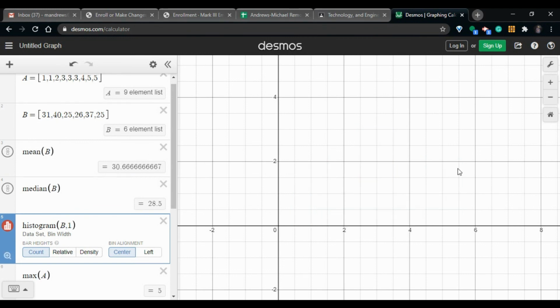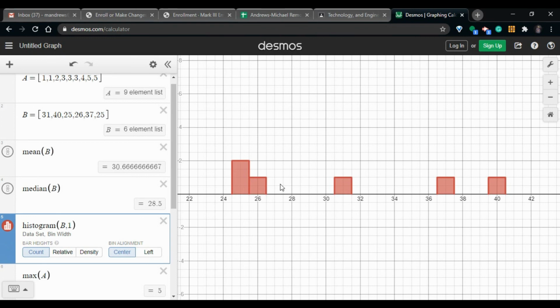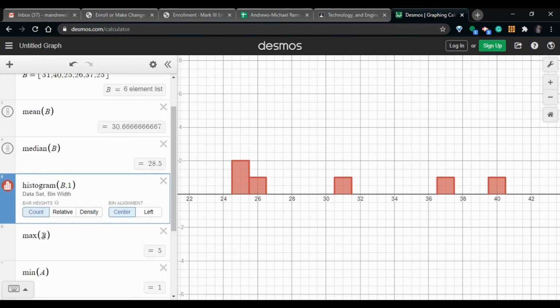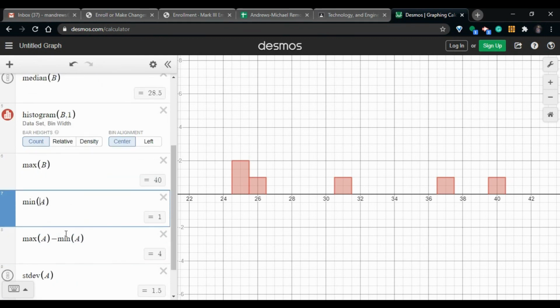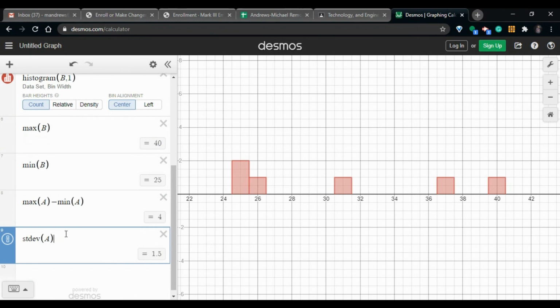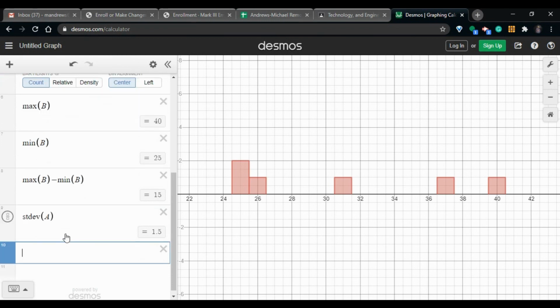There's the histogram. Now my histogram disappeared because these numbers are not 2, 4, 6, or 8. But if I go down here to the zoom fit, there it is. I see that is going to be my mode, which turns out to be 25. The maximum of group B was a 40. The minimum of group B was 25, so I should get 15 when I change everything over to B. And then finally, the standard deviation, 6.53.